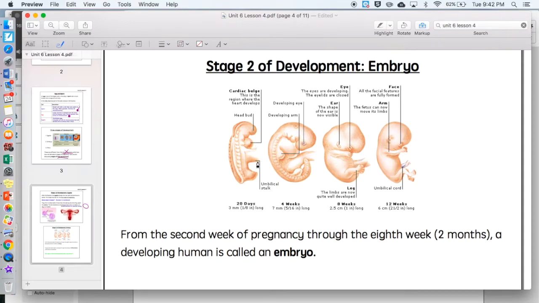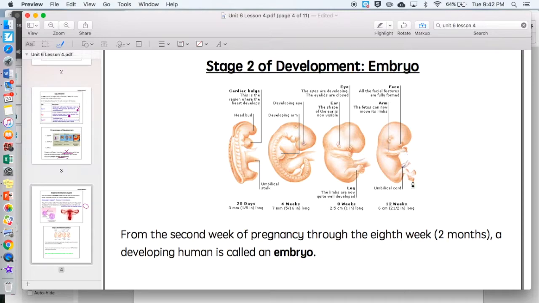And you can see it's starting to develop its head. This umbilical stalk will turn into the umbilical cord over here. It develops an eye and an arm. That tiny little thing will be its arm after about a month. Then you can see it starts to be a bit more human looking after about 8 weeks, so 2 months. And then after 12 weeks, that's 3 months, you can see that it's starting to develop arms.